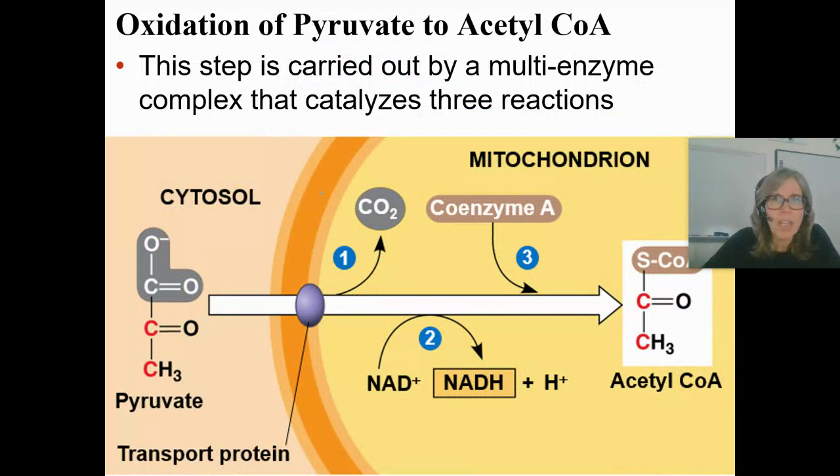What else do I want to say? This step is carried out by a multi-enzyme complex that catalyzes 3 reactions. Step 1 is to take out the CO2. Step 2 is to rip off some electrons and hydrogen. And step 3 is to put coenzyme A on it. So there's not one enzyme involved in cellular respiration. There are several enzymes involved just in this one tiny little step.